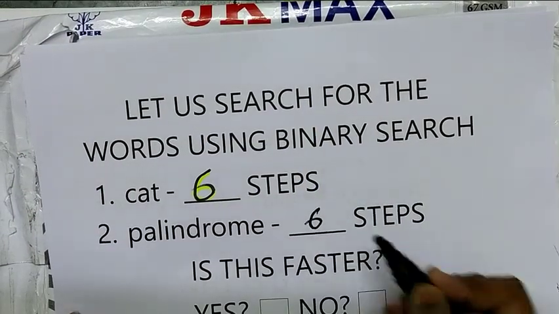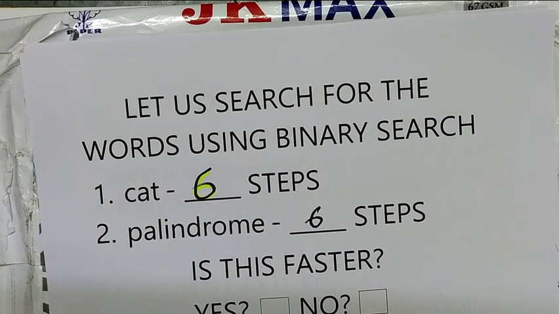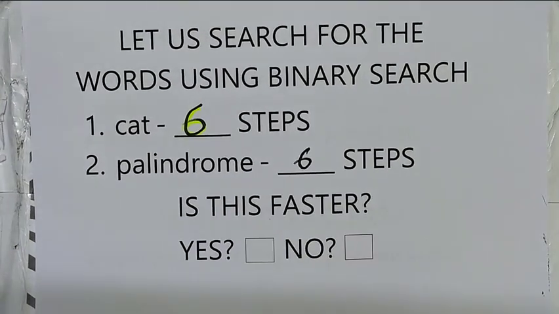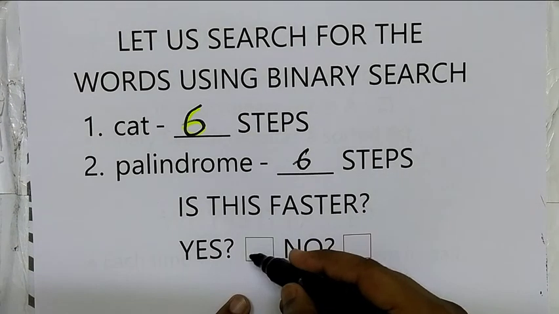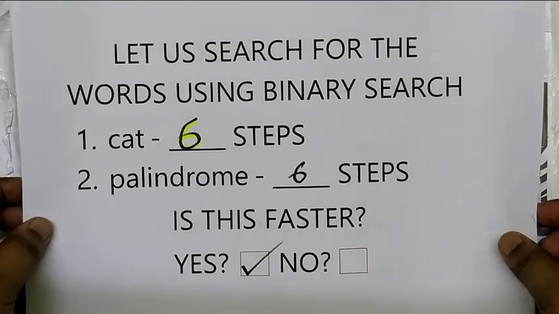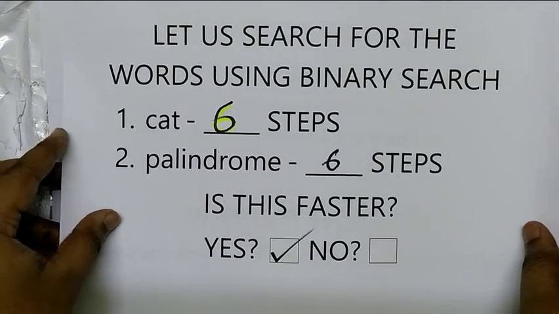That doesn't mean that it's going to take 6 steps for all the words, right? The choice of words was such that it took us 6 steps. Well, now what would you conclude? Is this algorithm faster or is it not? Well, I'd say this is faster. At least faster than linear search, that is. You can find a word in 6 steps. Alright.